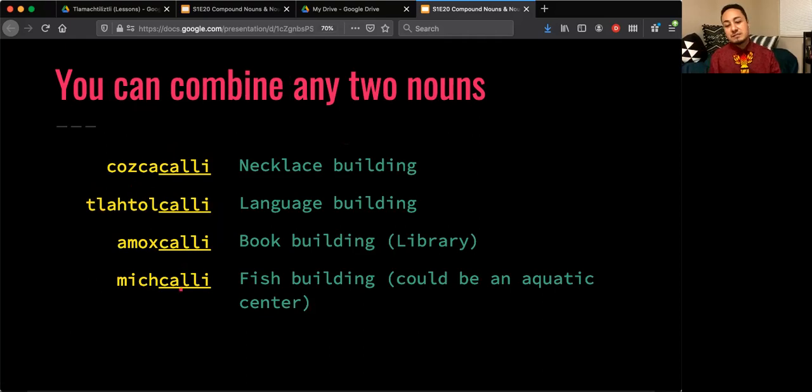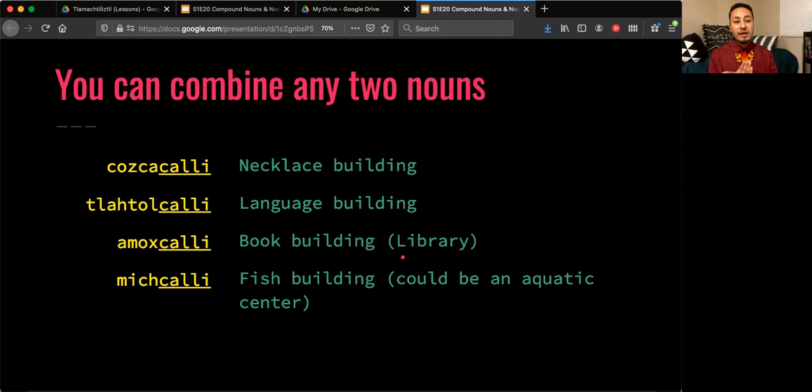Okay, so these are all the definitions of maybe what these words could mean. So for example, coscacalli could be like a necklace building. Like maybe I found my necklace there at the coscacalli. Tlahtolcalli could be like a language building. Amoxcalli is actually a word that is used in Nahuatl, and it literally means book building, right? Amoxtli and calli, book building.